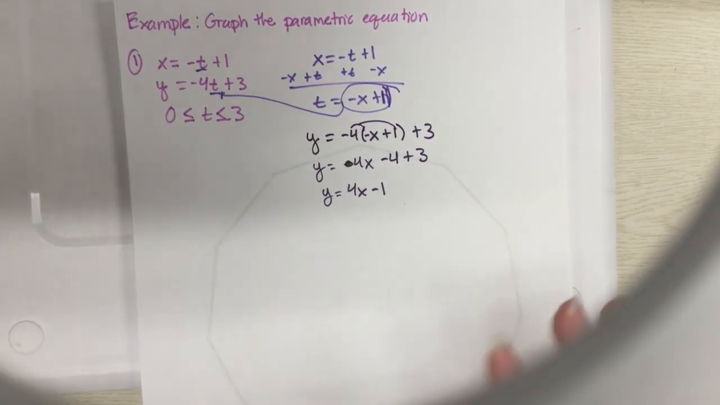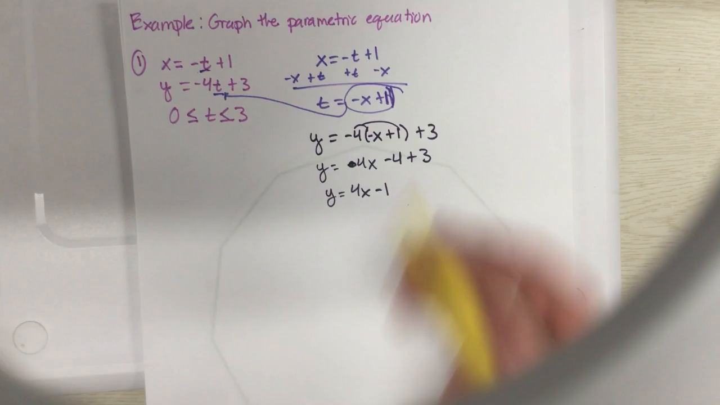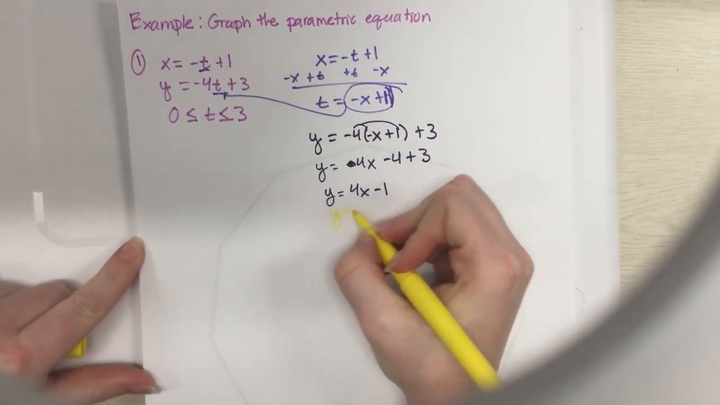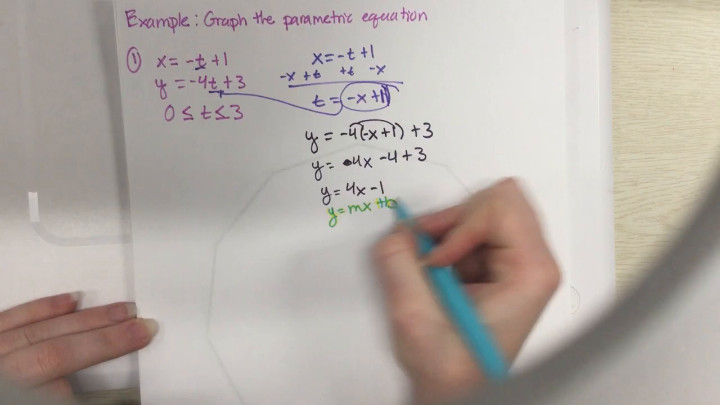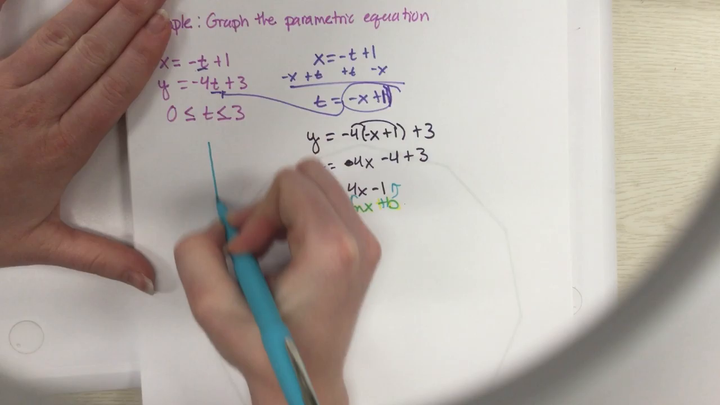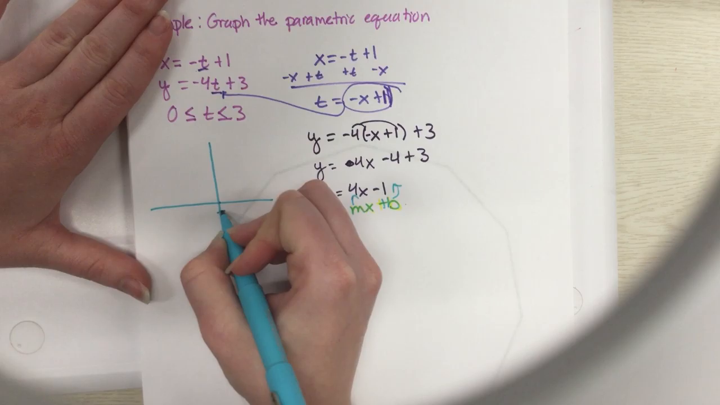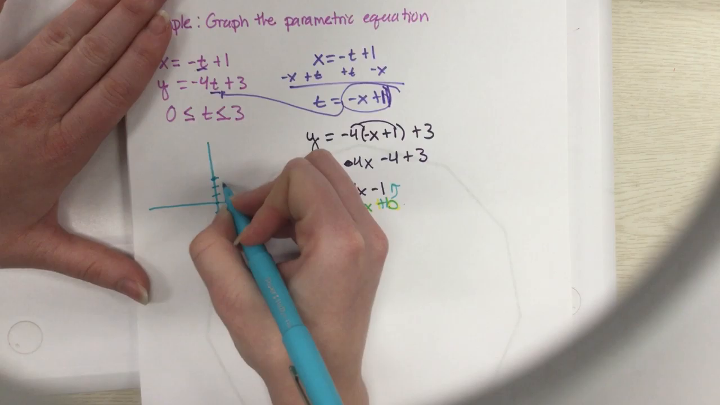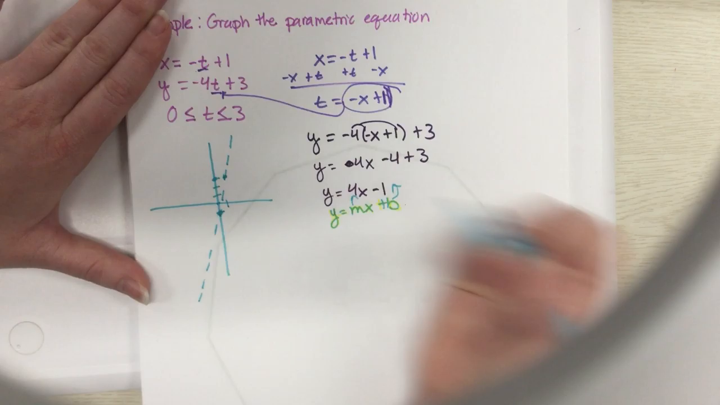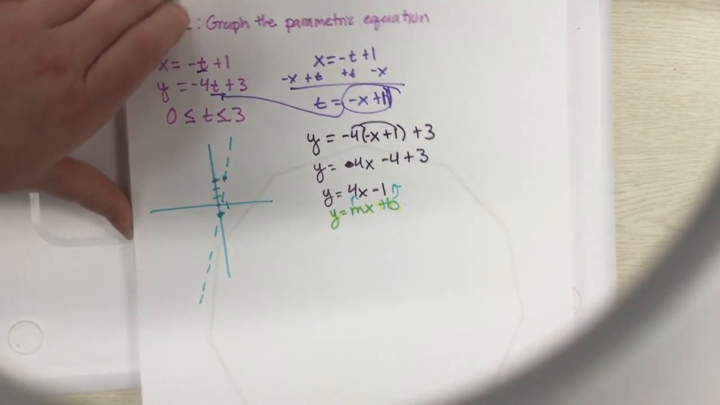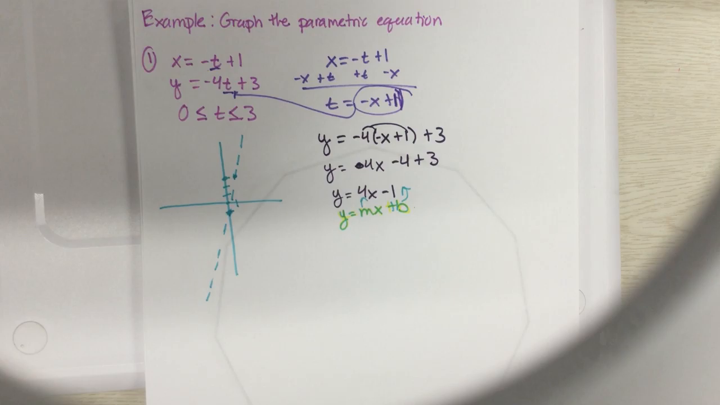And you all know, hopefully, how to graph the line y equals 4x minus 1, right? Because this is just y equals mx plus b. Negative 1 is our y-intercept, 4 is our slope. So on my graph, I know I'm starting at the point negative 1, and then I'm going to rise up 1, 2, 3, 4, and go over 1. I am talking about this line right here. So we're in slope-intercept form.